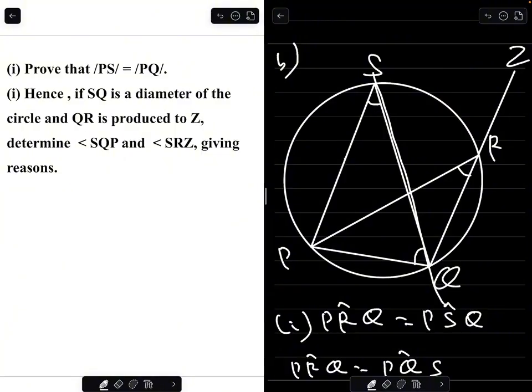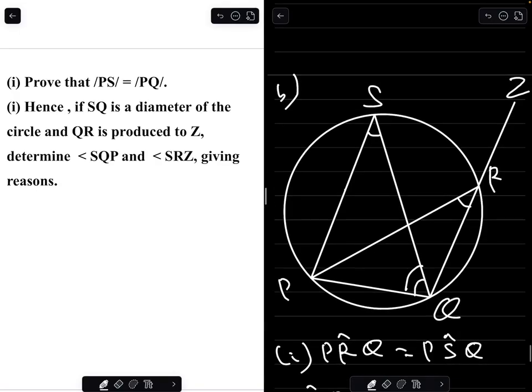Now SQ is a diameter and QR is produced to Z. I now want to find angle SQP and angle SRZ. To find angle SRZ, I have to join S to R. So how do we do that? Now let's see, what do we do here?